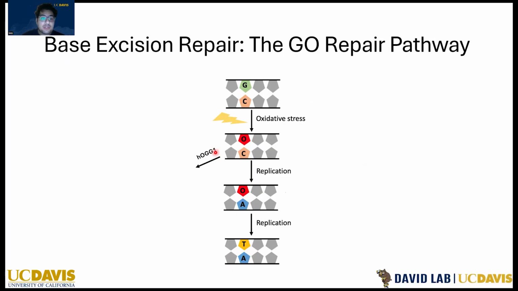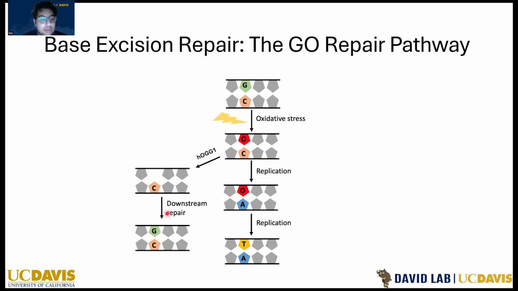The first one is the human oxoguanine glycosylase in this pathway that can actually cleave the oxoguanine base from the sugar phosphate backbone of DNA, hence why it's a glycosylase. This results in the formation of an empty site, which can then be filled by downstream repair to restore the GC base pair.